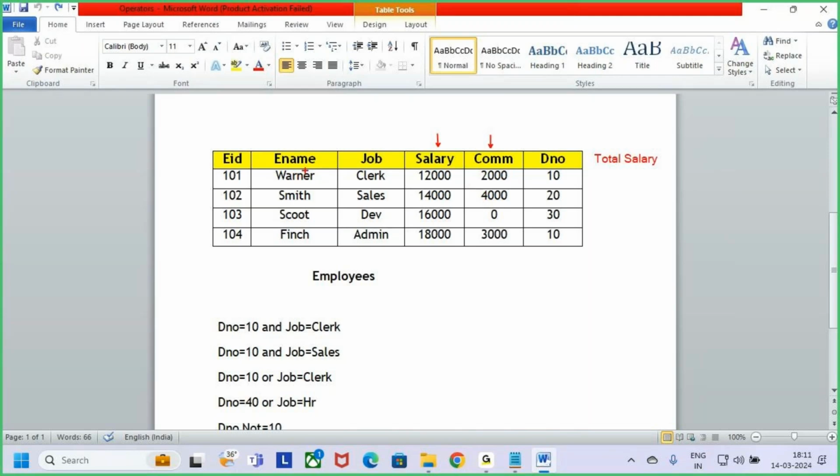Now see, what is the salary of this employee? First employee Warner, 12,000. What's the commission he's getting? 2,000. 12 plus 2, 14,000. So the total salary the employee is getting here is 14,000.